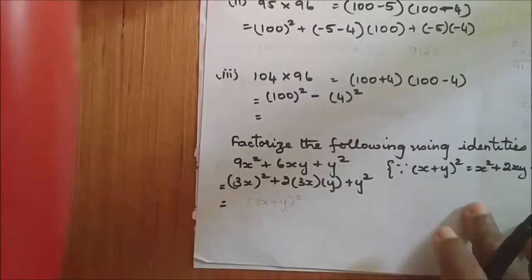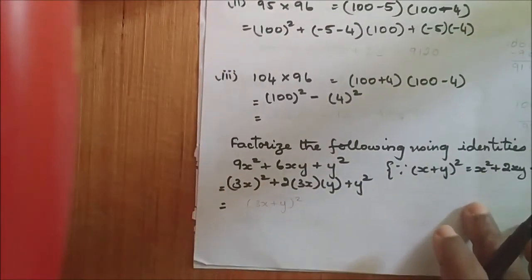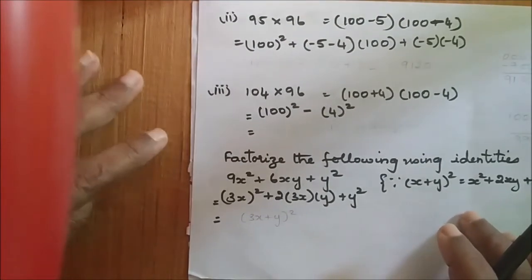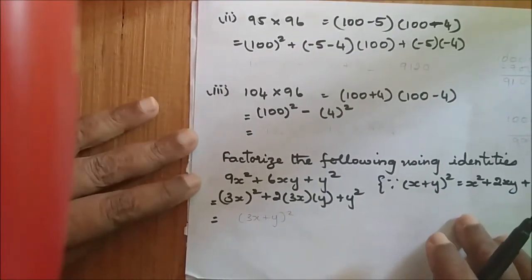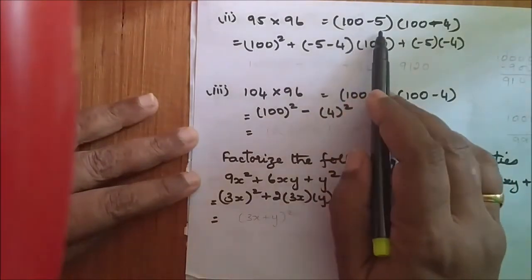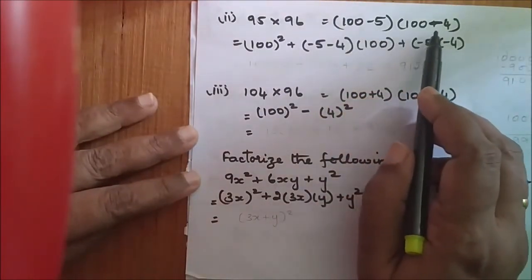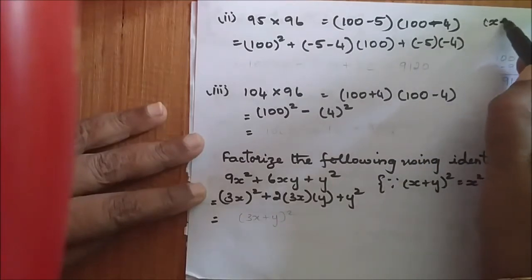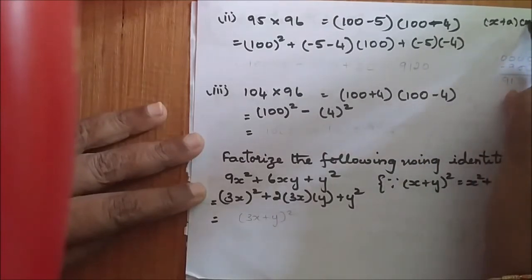Now we'll go to the next problem. That is, without actually multiplying, you have to solve this: 95 into 96. This can be written as (100 - 5) into (100 - 4). Once again, this is of the form (x + a)(x + b).